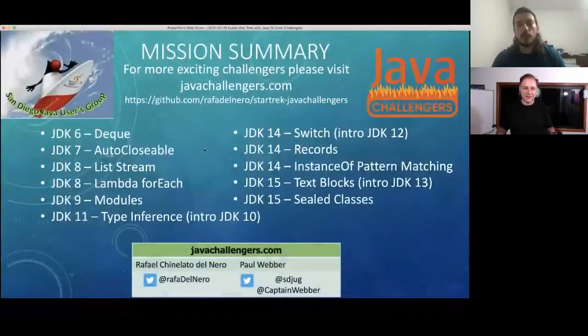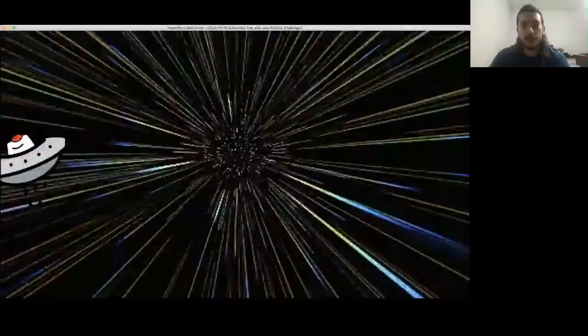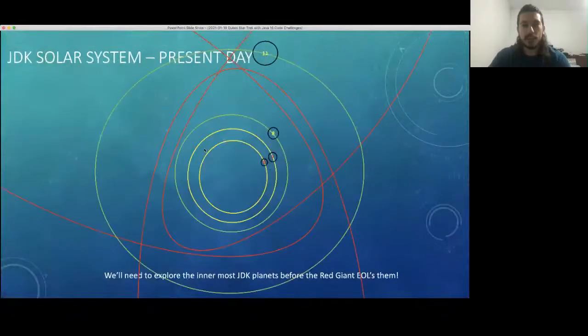Okay, so we won't have time to go through all the challenges, but I'm gonna give you a summary of what challenge we're gonna be talking about. So we're gonna be talking about JDK 6, and as you can see, we're gonna be talking about many Java versions, and let's get to the code right away. Okay, so there's a little story.